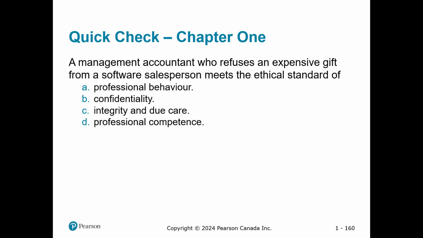A management accountant who refuses an expensive gift from a software salesperson meets the ethical standard of A, professional behavior, B, confidentiality, C, integrity and due care, D, professional competence. And the answer is C, integrity and due care, because there is no conflict of interest, right? You are not being personally impacted by this gift because you've refused it. You have integrity and you're taking due care to protect the client that you're actually working for.